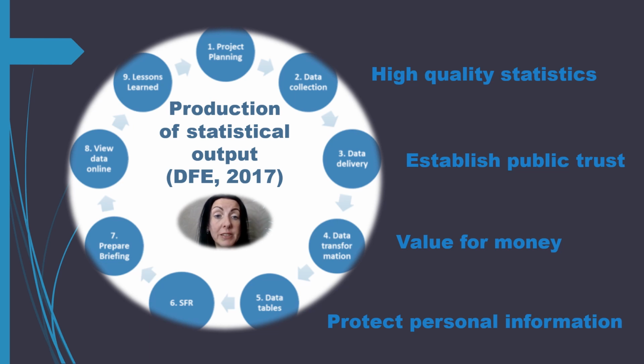allocations and policy decisions. The aims of quality assurance are to provide high quality statistics that meet user needs, to establish public trust in the final outputs, to deliver value for money products, and to protect confidential, personal or commercially sensitive information.